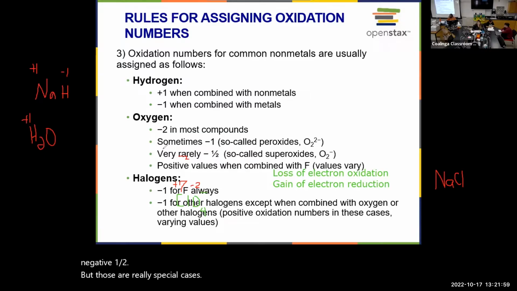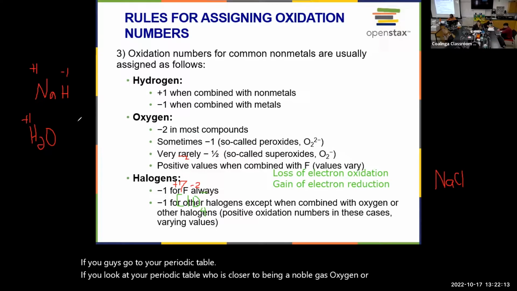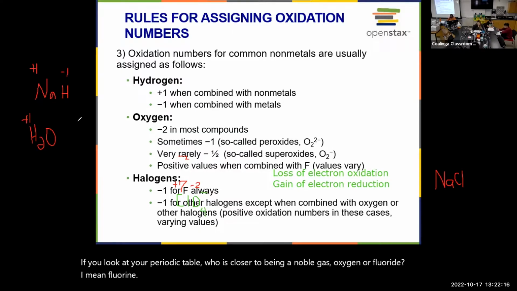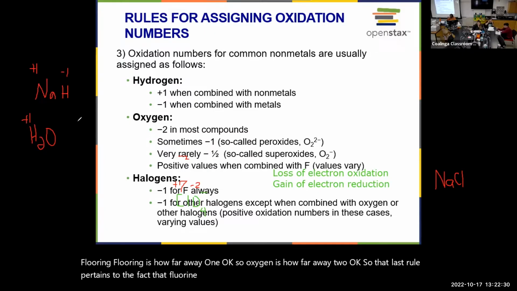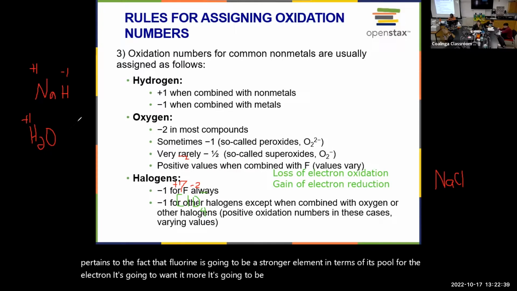Now, if you look at your periodic table, who is closer to being a noble gas? Oxygen or fluorine? Fluorine. Fluorine is how far away? Oxygen is how far away? 2. So that last rule pertains to the fact that fluorine is going to be a stronger element in terms of its pull for the electron. It's going to be more electronegative compared to oxygen.